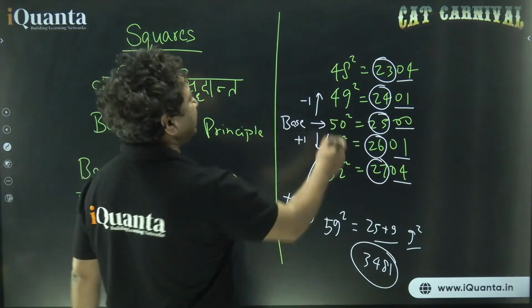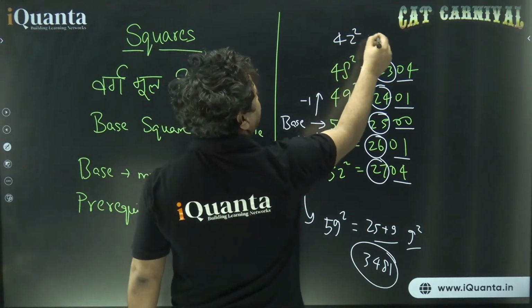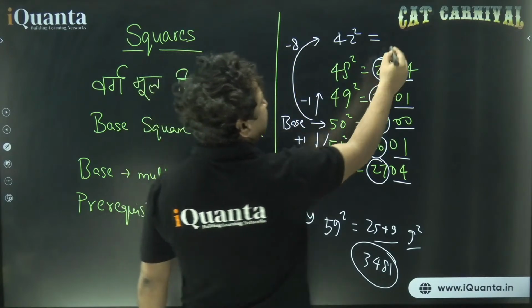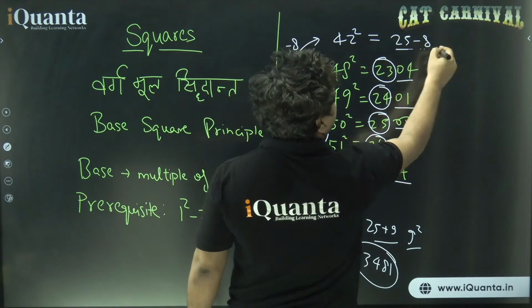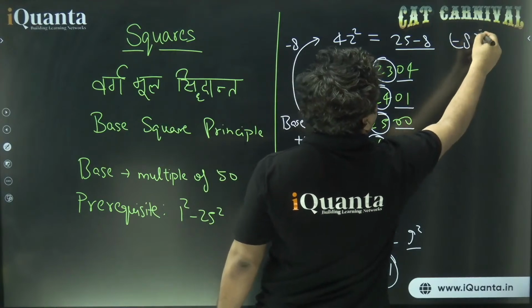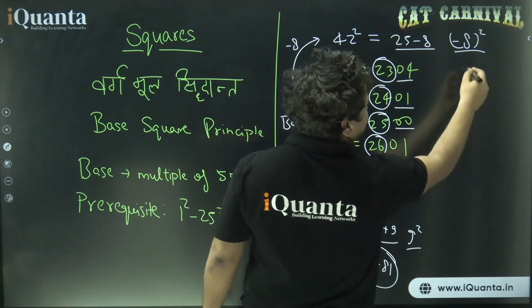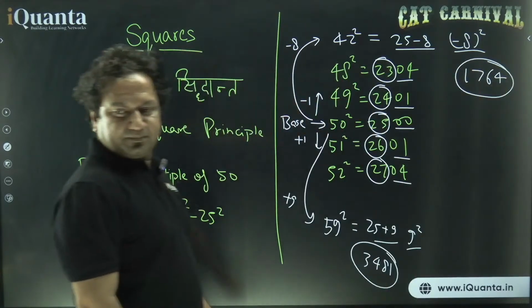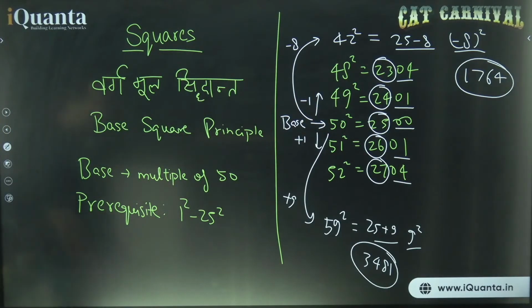If I take, let's say, 42. 42 square. It is 8 less than 50. Perfect. So I'll just subtract 8 from 25, and then I'll write the square of minus 8. 25 minus 8 is 17. This is 64. We got the answer. Beautiful, isn't it? Let's go to some greater numbers.